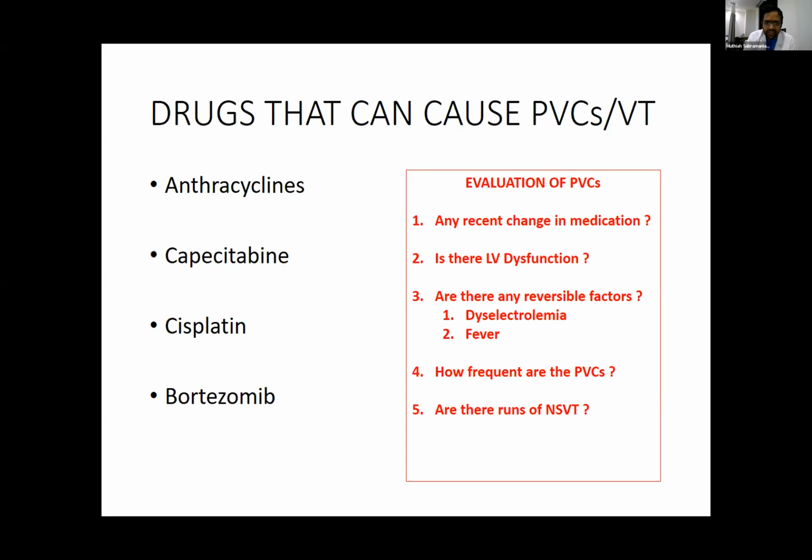And the main thing to look for when we see a PVC or a VT in a patient on chemotherapy is to rule out if there's any underlying LV dysfunction and if there are any acute reversible causes for a PVC, such as dyselectrolemia or fever.